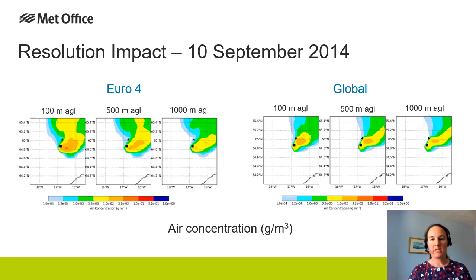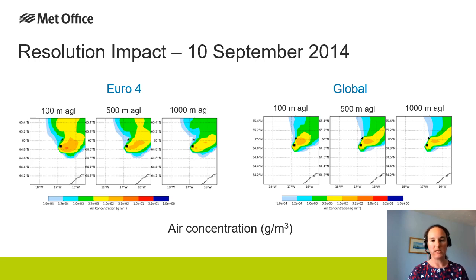Now, if we take a look at the air concentration that we've then predicted using these two different resolutions of meteorology, we can see some differences in the air concentration. So these plots again show the air concentration at 100, 500 and 1,000 meters above ground level from both the Euro 4 and the global model. And in particular, if we look at the 100 meter above ground level air concentration, we can see a significant difference between the air concentration predictions made using the Euro 4 and the air concentration predictions made using the global.